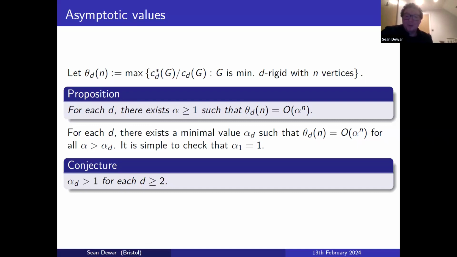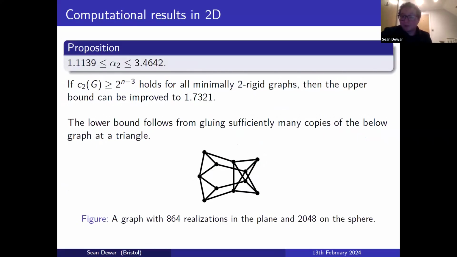But it's hard to prove that it's actually bigger than 1. So we conjecture that it's true for all dimensions, that this value is actually bigger than 1. We can prove it's true for 2 dimensions, and we can have some nice bounds on it. And we can improve these bounds if various conjectures about realization numbers are actually true. So how we get the upper bound is we take the upper bound on the number of pseudo-Euclidean realizations, which has been done previously, and divide it by 2, effectively. And that gives us that top number.